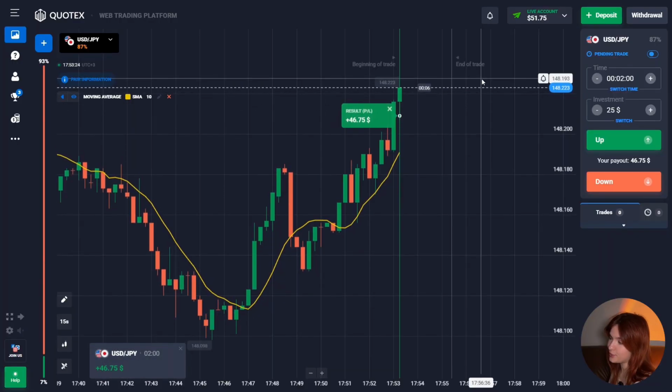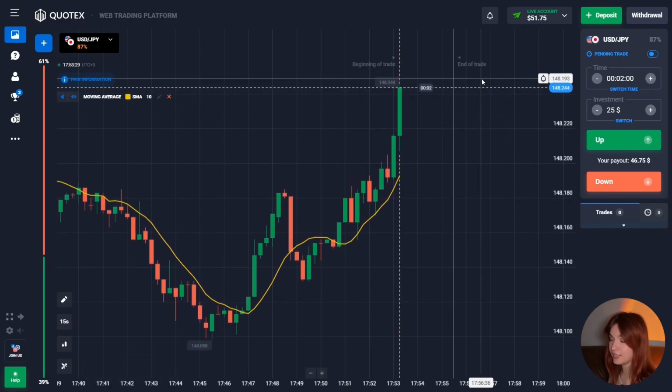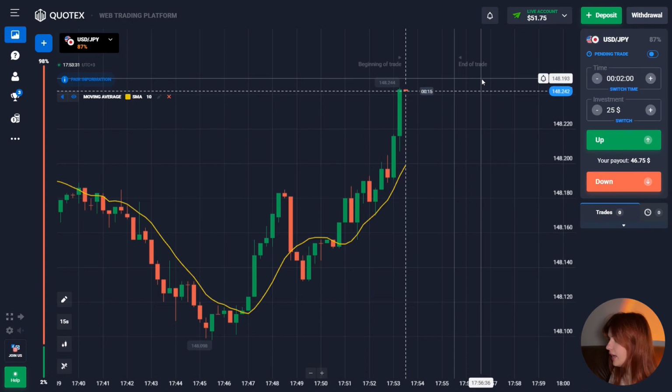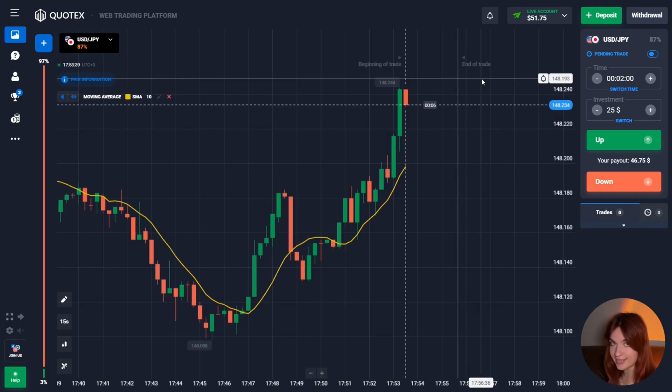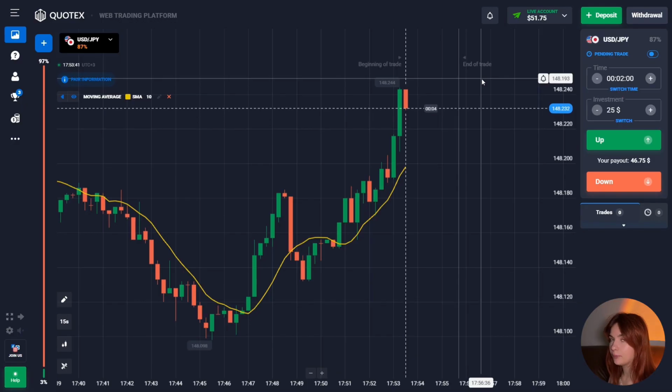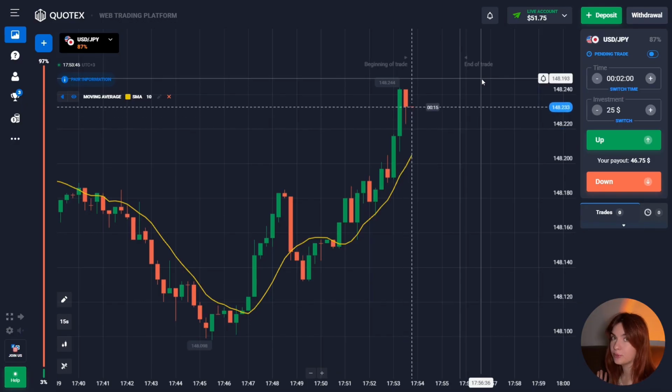Okay guys, that's great. The price is moving according to our scenario and is showing a good increase. So guys, this deal brought us a profit, and this is our first deal. As you can see, it worked out amazing, and this indicator helped us to find a good entry point. So guys, it's time to continue.